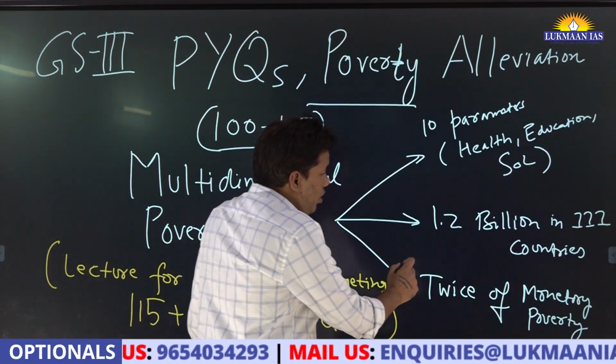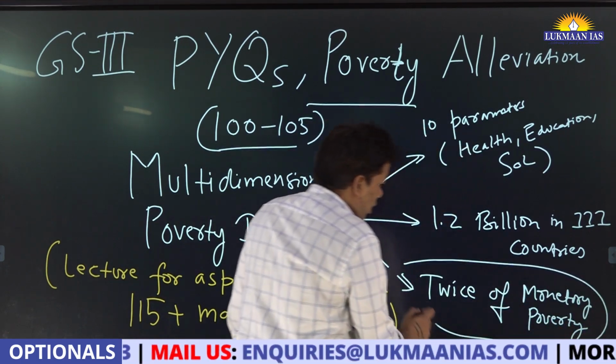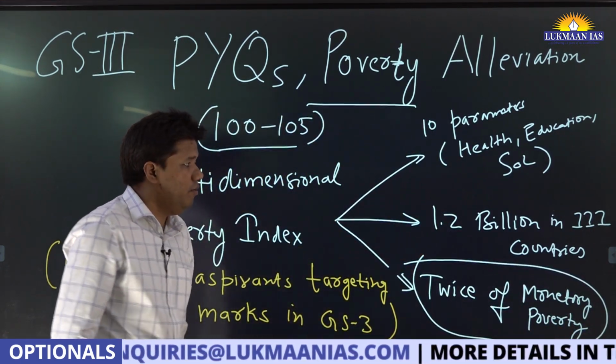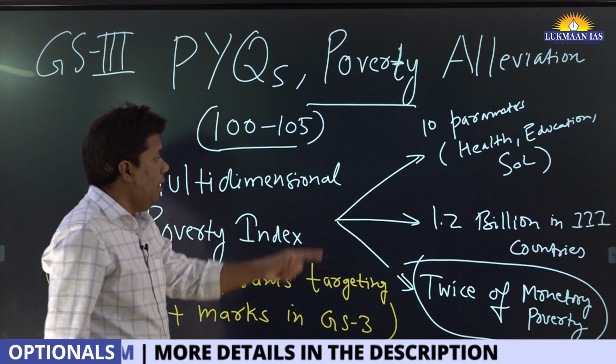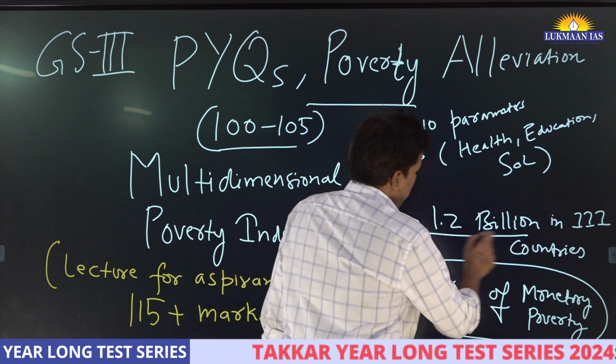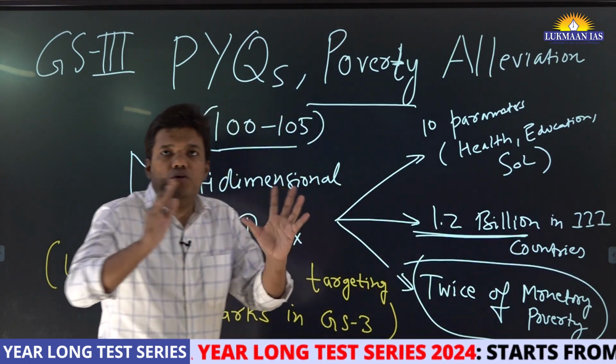This is twice of monetary poverty. So you can approximate, around 600 million people are living in monetary poverty in the world. But MPI is 1.2 billion. Now this is one thing. Now you have understood the data.